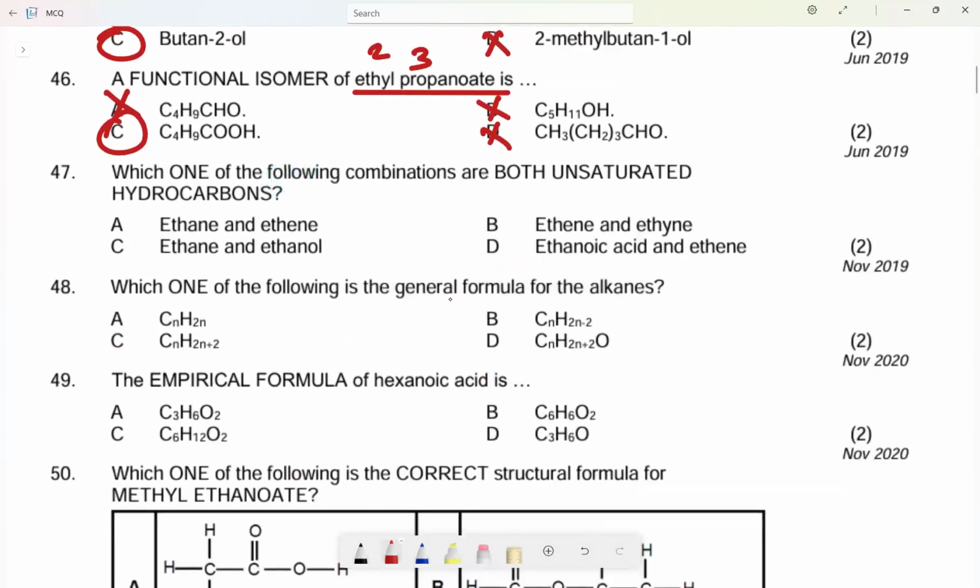Which one of the following combinations are both unsaturated? Remember, unsaturated, it is what? Alkene. Also, alkyne. So, ethane.